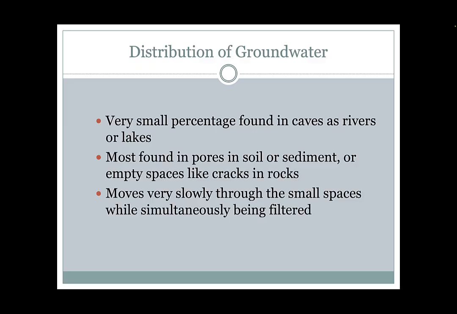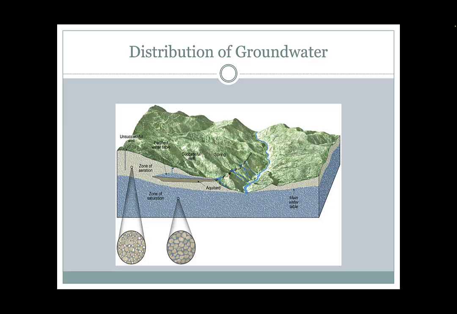So groundwater has its contaminants naturally removed by the soil and the rocks that it's moving through because the spaces are so tiny. So it's just like a natural filtration system. It takes a long time, but it's a valuable resource because it's fresh water that's available underneath the ground.